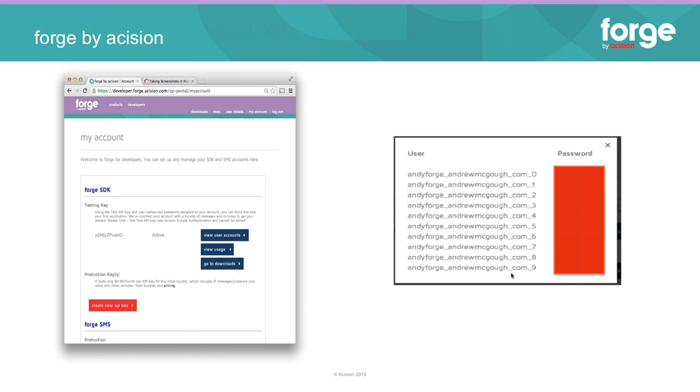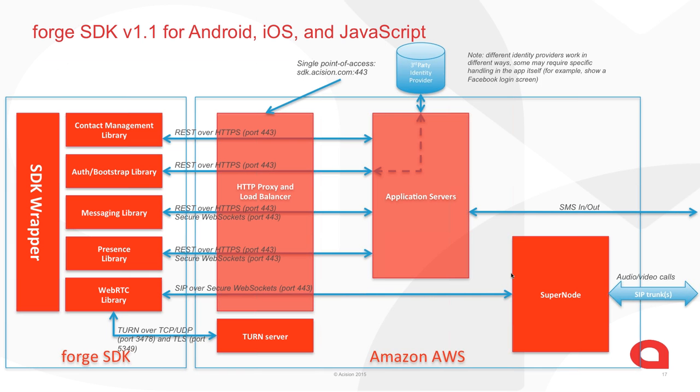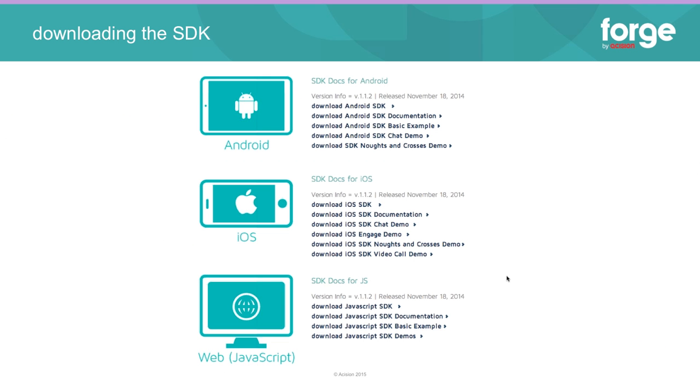Okay. This is a flow chart of the internals. We won't concentrate on that too much. And if you click on the downloads button on that web page, you'll get to this page, which is where you actually download the SDK. So as you can see, you can download the SDK for Android, iOS, and for JavaScript, which is obviously for web. There's a whole bunch of demo applications, and you can also get to the documentation through this page.